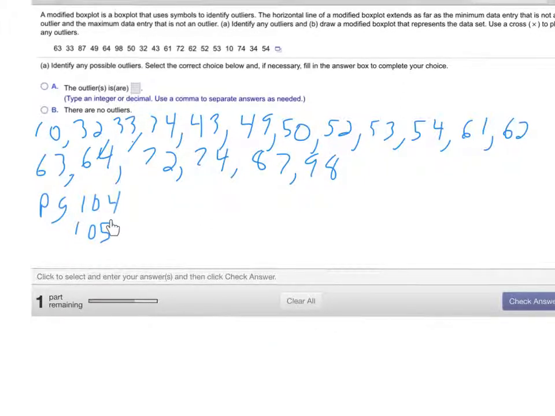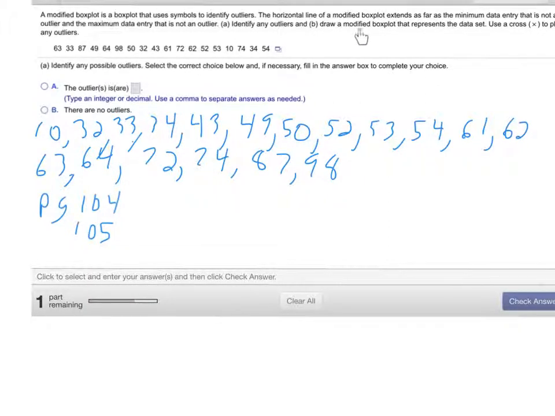They talk about IQRs, which is interquartile range, and they talk about box plots on these two pages, so they'll be real important with this problem. I've taken the data here and I've put it in numerical order from lowest to highest. They want you to create a horizontal line of a modified box plot, extends as far as the minimum data entry that is not an outlier and the maximum data entry that's not an outlier. And they explain on page 104 how to find that.